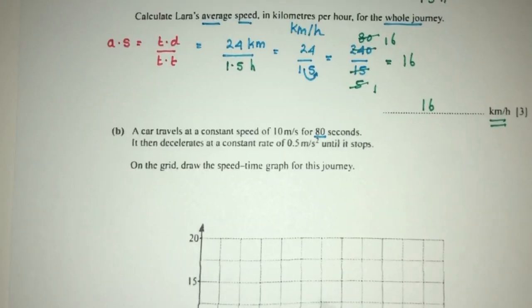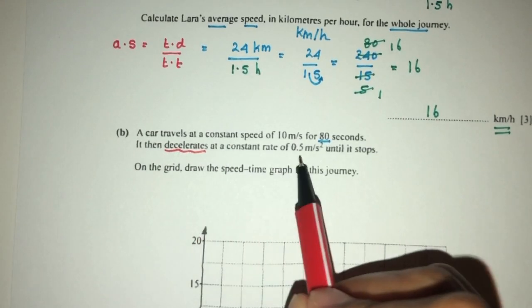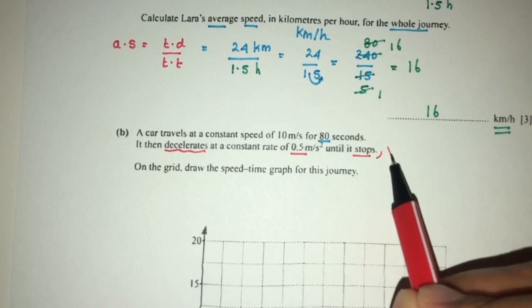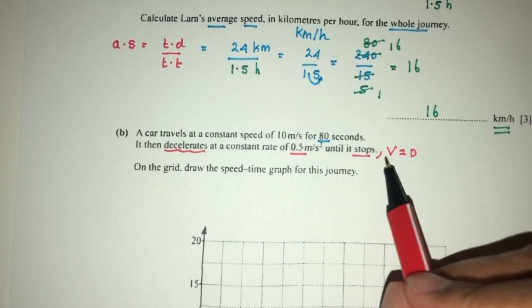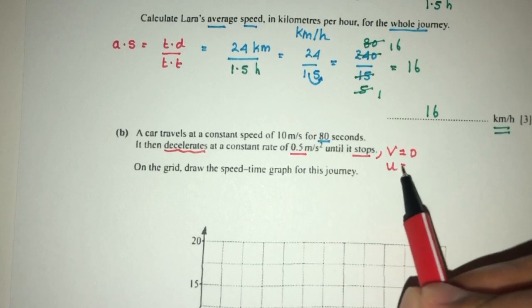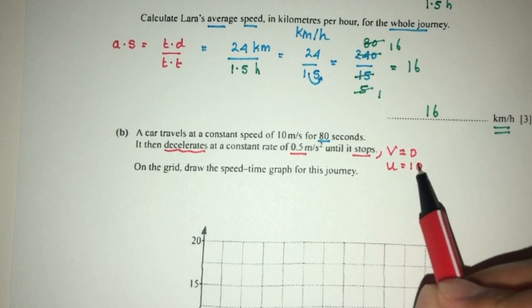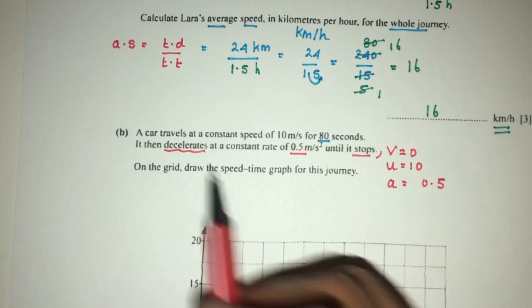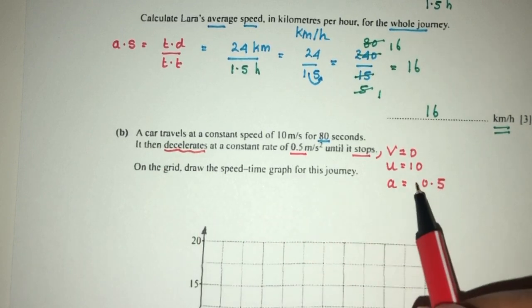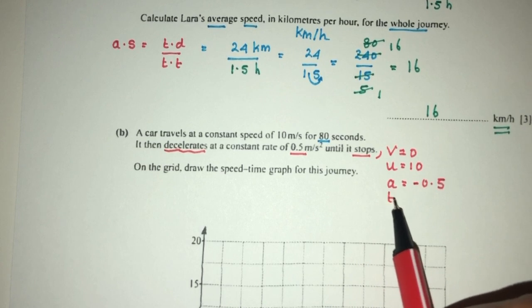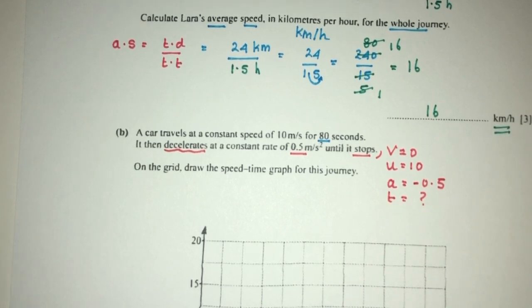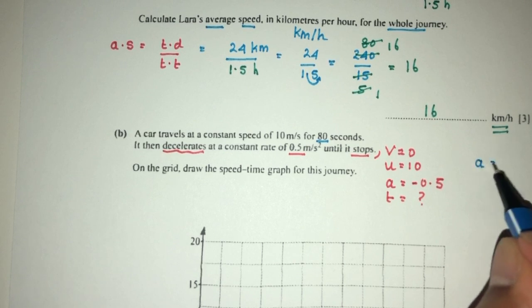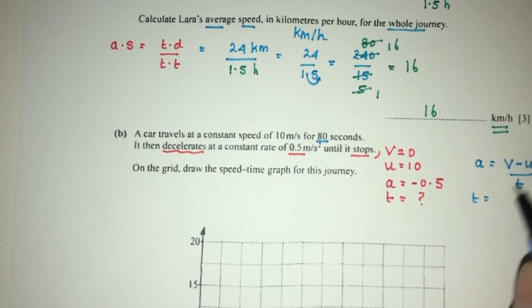Now, it then decelerates at the rate of this until it comes to rest at v equal to 0. This is the final speed. Now we know the initial speed was 10. We know the acceleration, we have 0.5. Now again, it decelerates, so acceleration will be minus 0.5. We want to find the time taken. So we know the formula already, which is what? Acceleration is equal to final speed minus initial speed over time taken. So time taken will be final speed minus initial speed over acceleration.